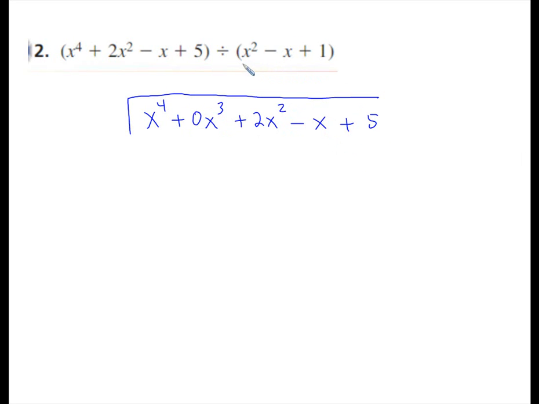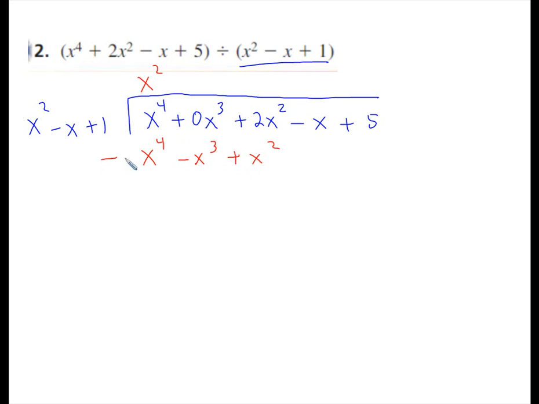And I'm dividing by this, so this goes on the outside. Okay? So I've got x squared minus x plus 1. So now let's start the process. Something times x squared has to give me x to the fourth. And that's going to be x squared. So if I multiply here, that gives me x to the fourth. If I multiply here now, that gives me negative x to the third. If I multiply here, that gives me positive x squared.